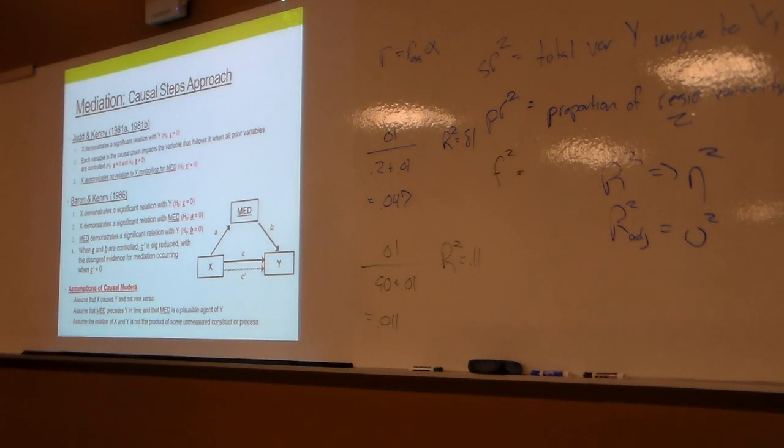So my mediator is space aliens, right? That isn't making sense, right? So conceptually, it's incumbent on me to explain why, and then what we're assuming is that the relation between X and Y is not the product of some unmeasured construct or process. Basically, we're saying that whatever is going on here isn't something outside of our model that we haven't captured in this process.